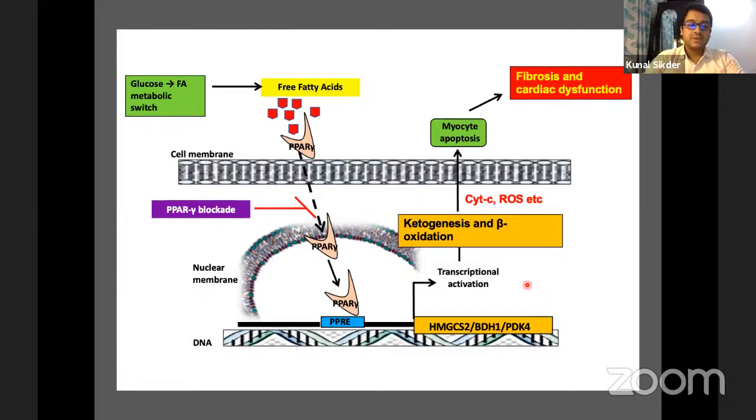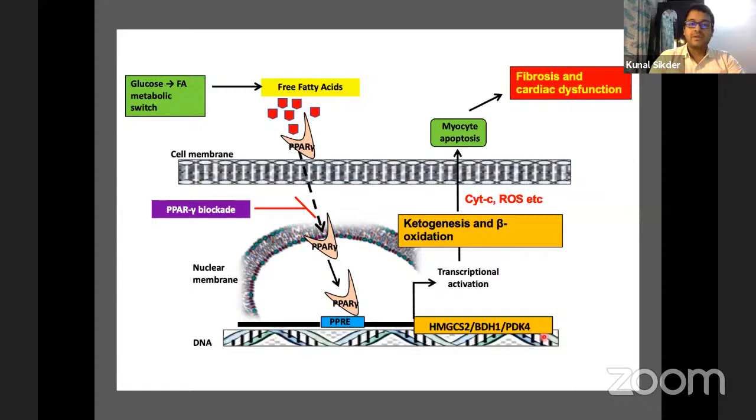So now we actually made a little cartoon. So this is a hypothesis. From this hypothesis, we moved on. The glucose and fatty acid metabolic switch generates a lot of free fatty acids, and PPAR gamma is a receptor for free fatty acids. So when it binds to the free fatty acids, it translocates into the nucleus, and in the nucleus there is a PPAR gamma responsive element. It binds there, and it can change the transcription of these genes, HMGCS2, BDH1, and PDK4.